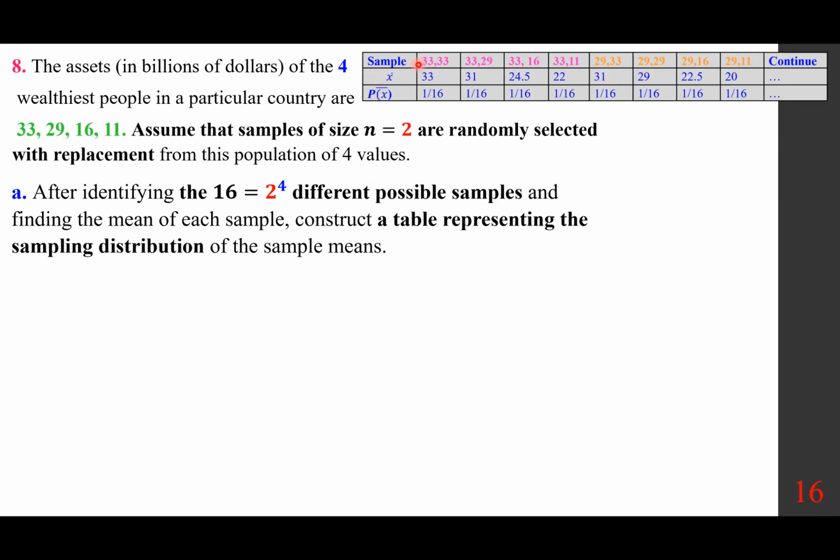So if we choose 33 and 33, everybody, I want you to look at the very top. If we choose 33 with 29, 33 with 16, and 33 with 11. Then we go with the second number. We choose 29 with 33, then 29 with itself 29, then 29 with 16, then 29 with 11, and we continue with the next one. There's not enough room, but you get the picture when I do those.